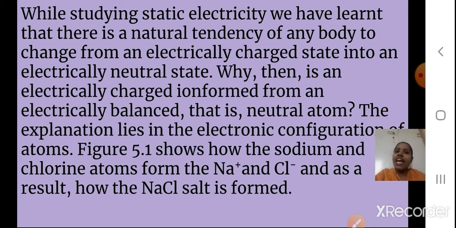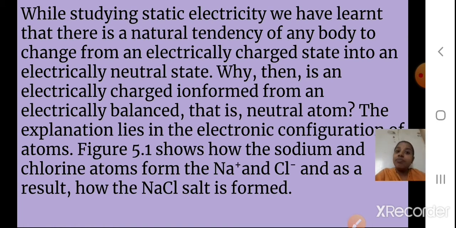So it is a natural tendency. We have seen that there is a natural tendency of any body to change from an electrically charged state. It was in a charged state and then it came back to the neutral state. It is only for an instant of time. Then an electrically charged ion is transformed from an electrically balanced, that is a neutral, atom.